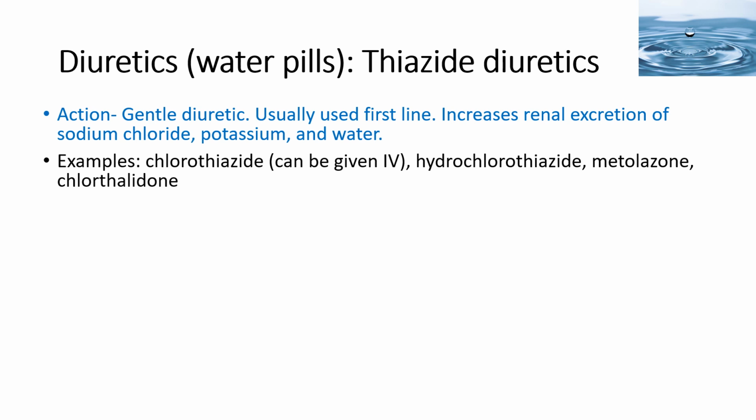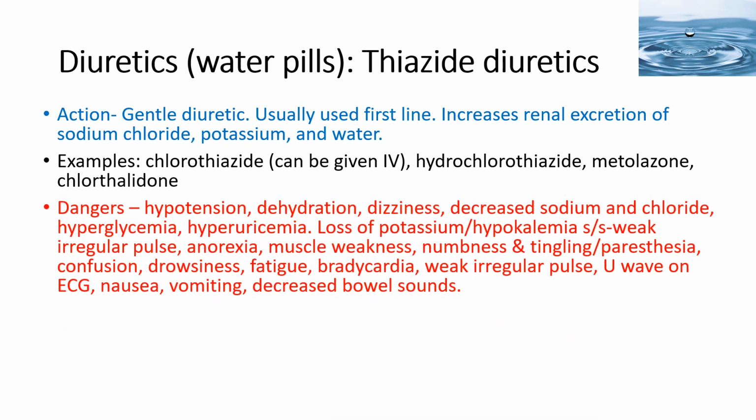The examples are chlorothiazide, which can also be given IV, hydrochlorothiazide, sometimes we call that HCTZ, if you've seen that shorthand, metolazone, and chlorthalidone. The dangers with this drug is maybe the medication works too well and takes a lot of volume off, causing hypotension, maybe dehydration that could lead to some dizziness. If it removes too much of the electrolytes, decreased sodium and chloride, it can cause a hyperglycemia and a hyperuricemia. Uricemia would be high levels of uric acid in the bloodstream.